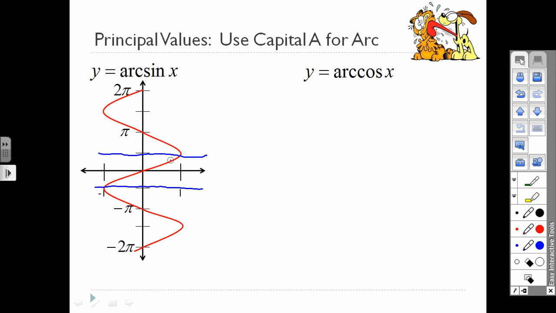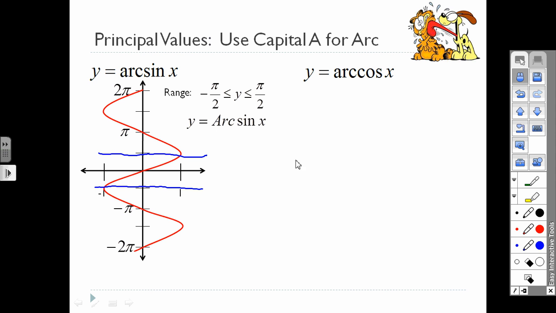And you know that after you get over here, you start repeating your values again, and again and again. So if we just looked from negative pi over 2 to positive pi over 2, we would get all the values potentially that we could get to make it a function. So for capital arc sine, when you solve for y, the value of y will be somewhere between negative pi over 2 and positive pi over 2, and you should get only one answer.